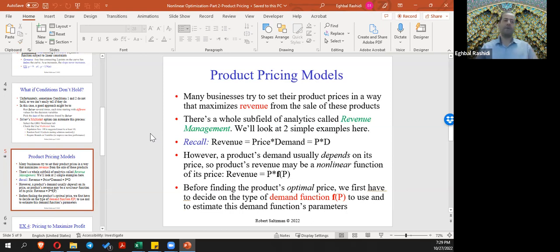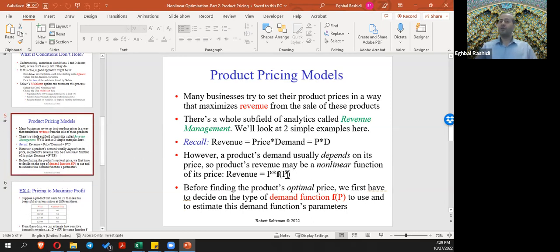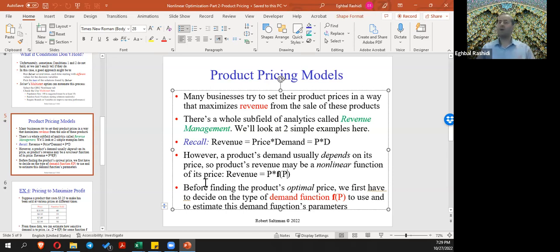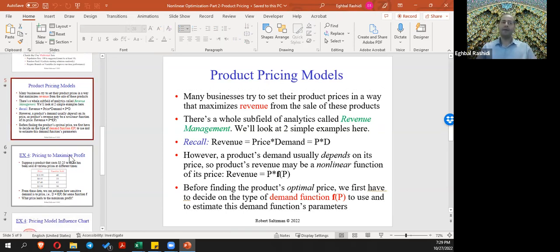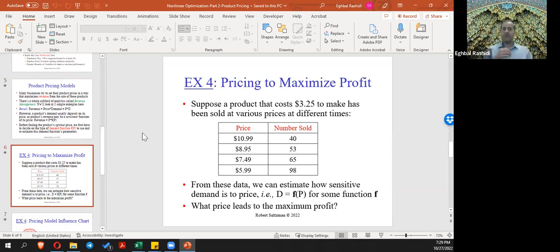F of P is the demand, which is going to be a nonlinear function, right? This is nonlinear. F of P is a function of P, which is multiplied by P. So revenue is nonlinear. So this problem is going to be nonlinear. So what we want to do is find P as a decision variable. We want to find the optimal pricing such that our revenue is maximized, or our profit is maximized if we also have the cost, which also depends on our demand, right? But that's our goal. The goal is to maximize the profit.